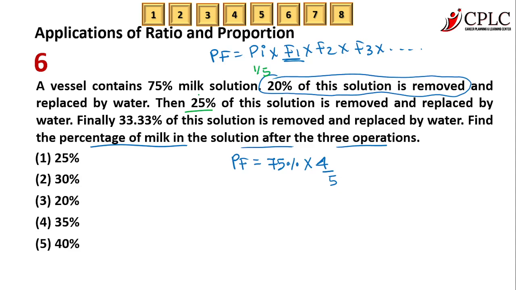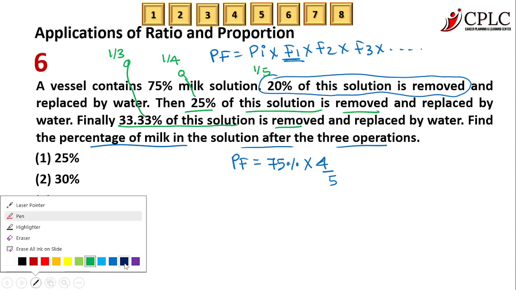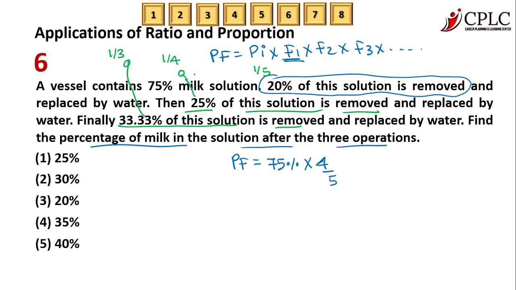Then 25% is removed. So for 25% the fraction is 1 by 4. And then 33.33 is removed, and 33.33 is 1 by 3. So 25% is removed, which is 1 by 4, so leftover is 3 by 4. And lastly, 33.33, that is 1 by 3, is removed. So 2 by 3 is left in the calculation.